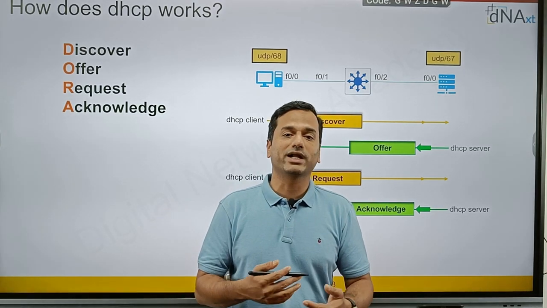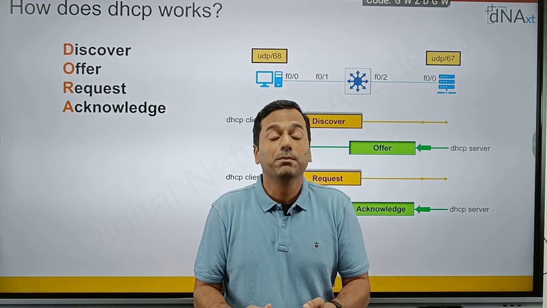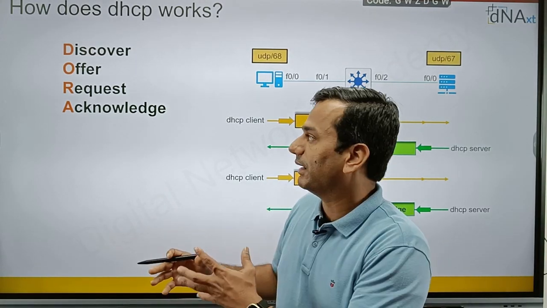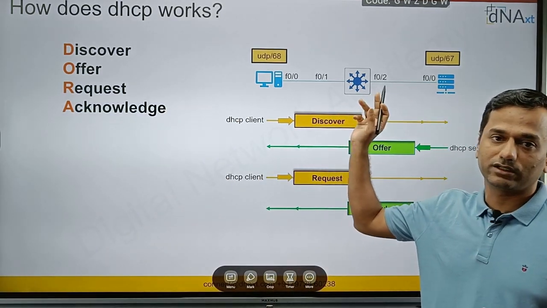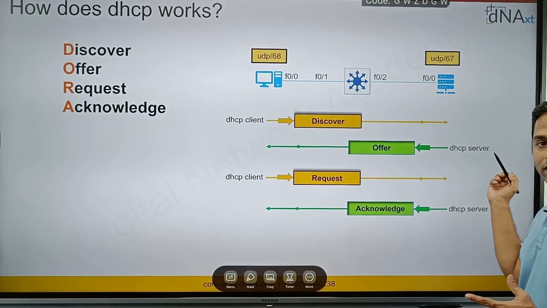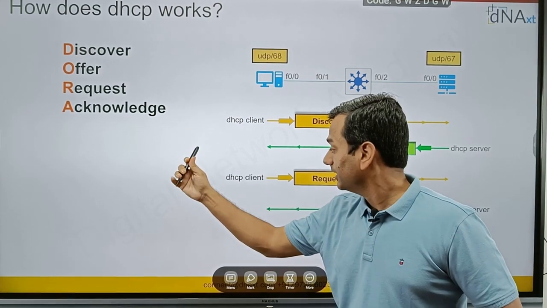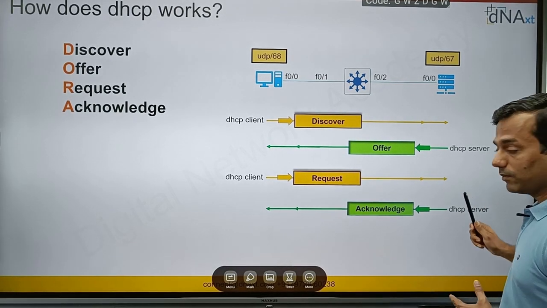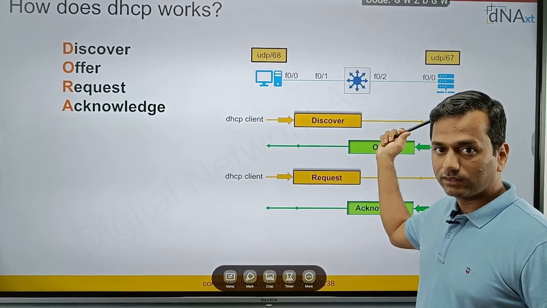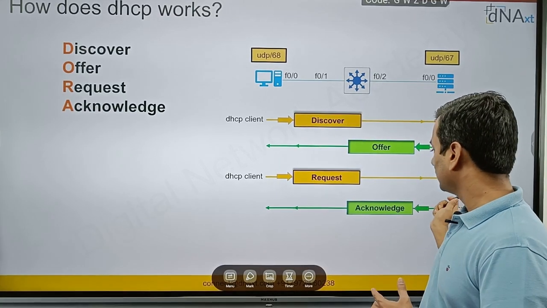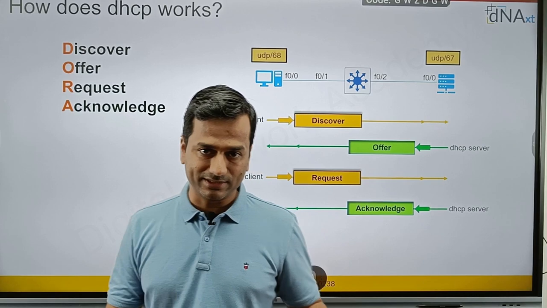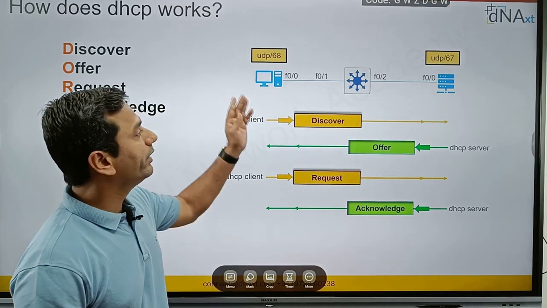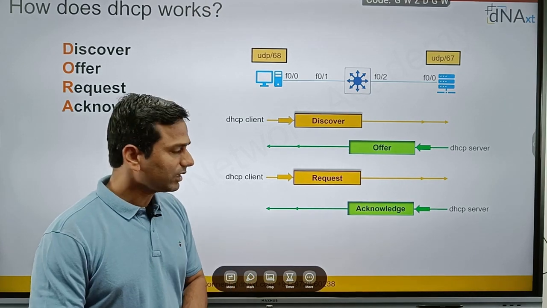So in the networking field, you know, if you want to discover anything, you have to initiate a broadcast. Now, who will generate which message, okay? The discovery message is always initiated by the client. The offer is always from server to client, then request from client to server, and acknowledgement always from server to client. So DORA: discovery, then offer, then request, and then acknowledgement, okay? Fix. Whenever the client sends a discovery message to discover the DHCP server, it always uses UDP port number 68. Clear, right?